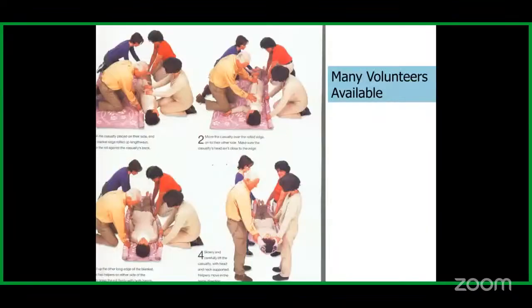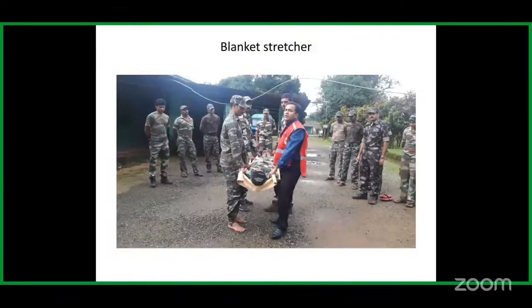So when many volunteers are available, we can use a blanket. You can see here the blanket or the carpet is used. This is a very simple technique, but the advantage of this technique is the person will be in one plane. The chances of injury aggravating also will be very less. And you can see that the people are standing facing each other, holding and supporting, extending their hands. So this is again one of our trainings.